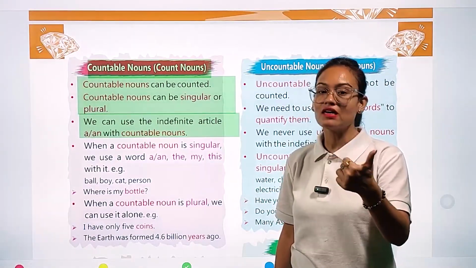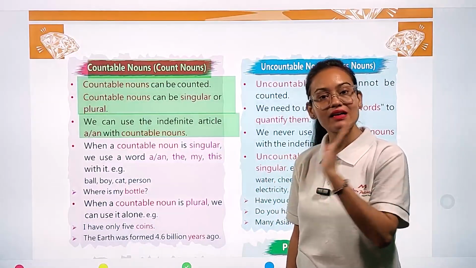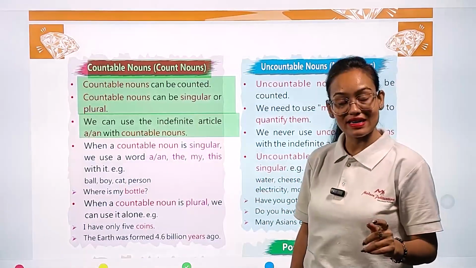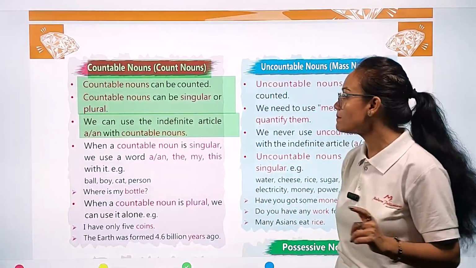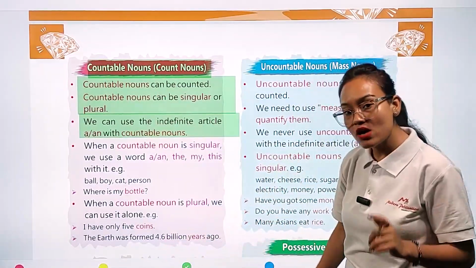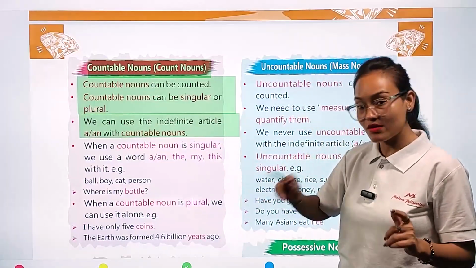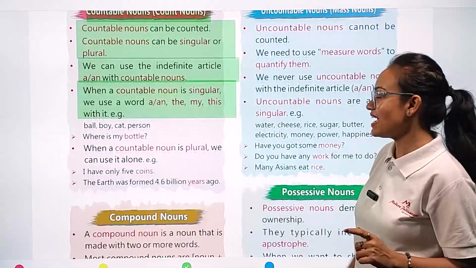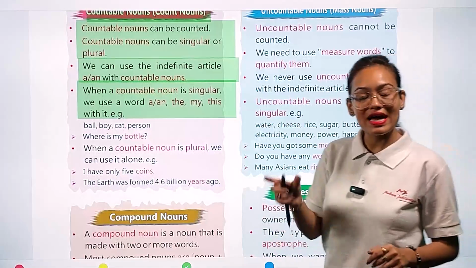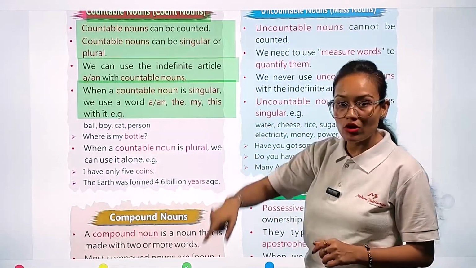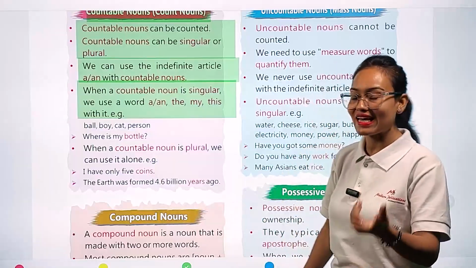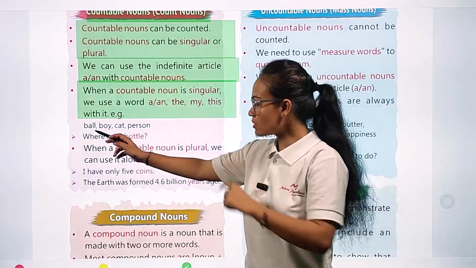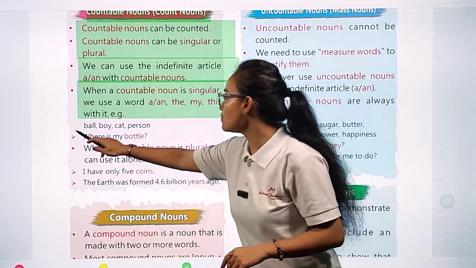There are three types of article: a, an, and the. Within them, a or an comes under the indefinite category. The remaining one, the, is the definite article. So in countable nouns, my dear student, we are going to use a or an. Remember this thing. When a countable noun is singular, we use words like a, the, my, this with it. Example, you can see: ball, boy, cat, person. Where is my bottle?